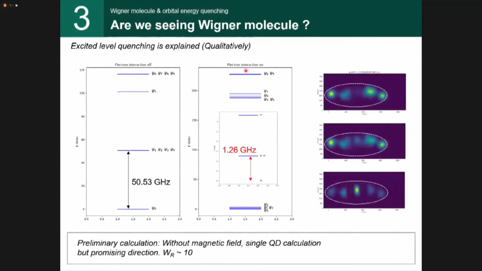Whereas if you turn on the interaction, we really find that this orbital splitting is quenched down to 1 gigahertz. And as you see, the wave function inside the quantum dot, even the ground state, is highly nodal, highly localized inside the quantum dot. So we basically think that we have found Wigner localization or Wigner molecule formation in one of our quantum dots. Of course, it was an accidental discovery, but we think that right now we are really seeing the Wigner molecule formation.